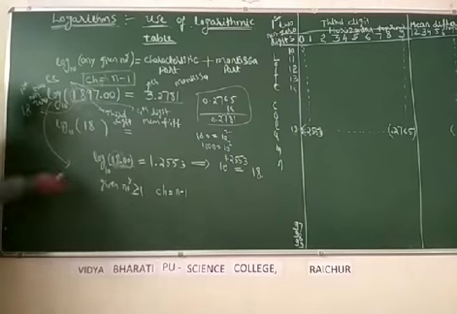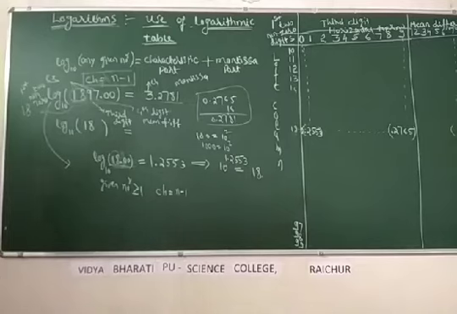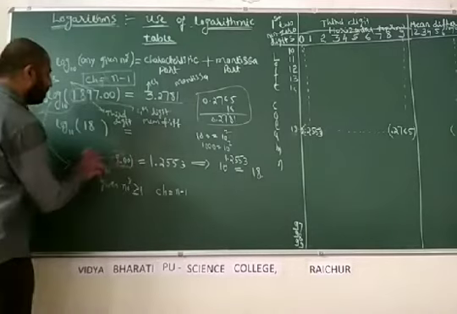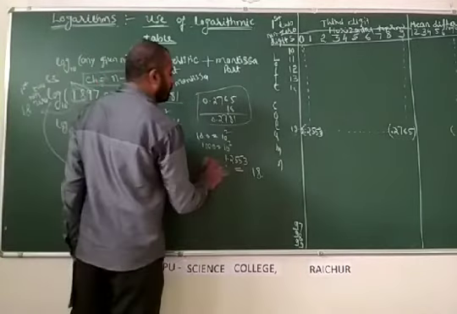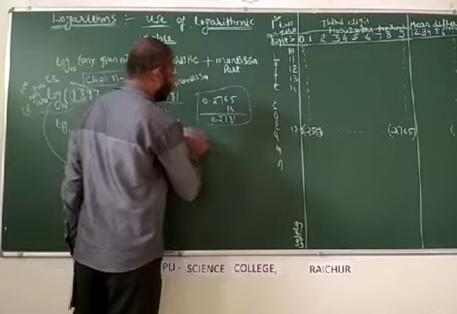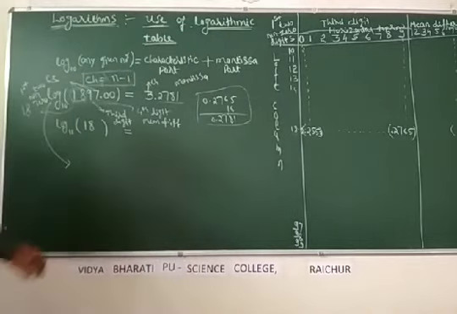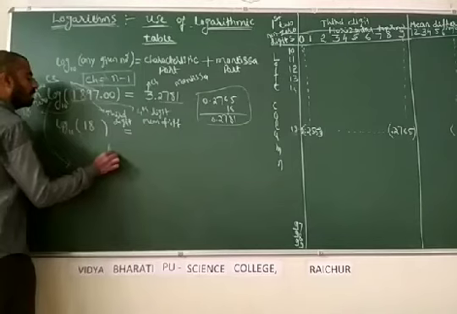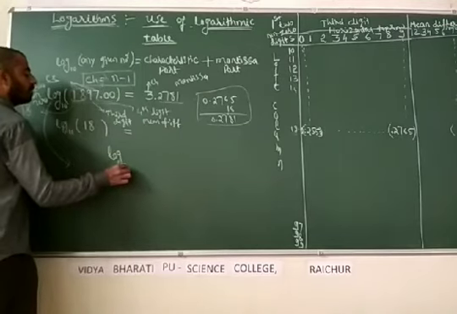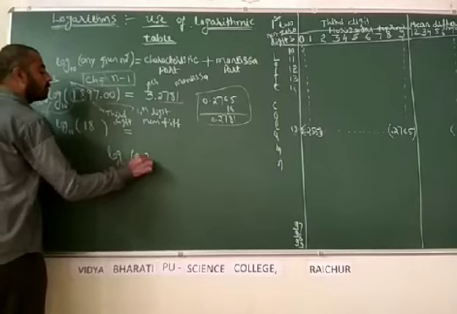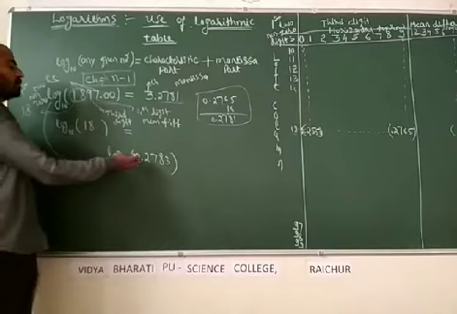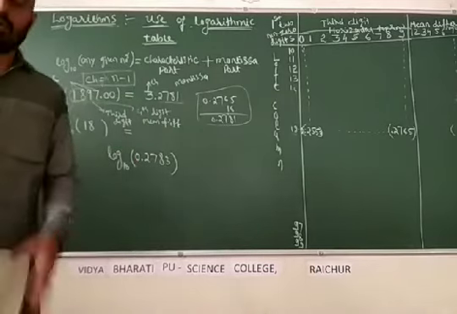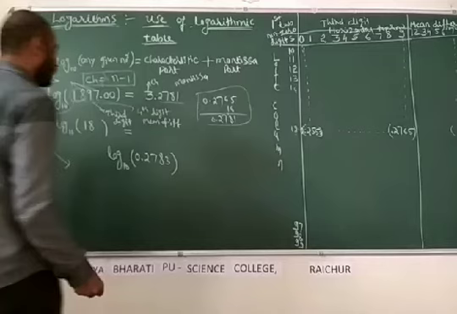Now I think it is clear how to find the logarithmic value of a given number. With one more example, let us take a value less than 1. For example, if we are asked to find the logarithmic value of 0.2783, this is the number of which we are asked to find the logarithm.